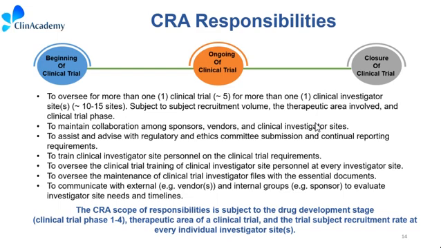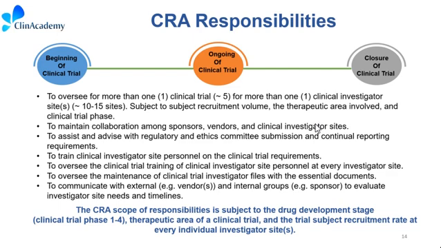In this slide, I shall first touch on the responsibilities generally performed at all phases of a clinical trial life cycle. A clinical trial life cycle starts with the beginning phase, ongoing phase, and closure phase of a clinical trial cycle. The CRA responsibilities commonly performed for all stages of a clinical trial are to oversee more than one clinical trial for more than one clinical investigator site. This is subject to subject recruitment volume, the therapeutic area involved, and clinical trial phase.